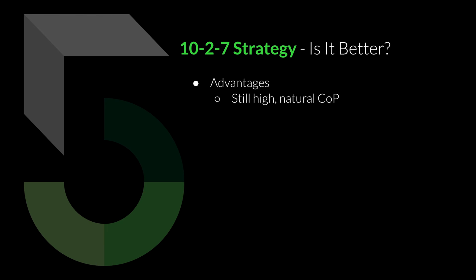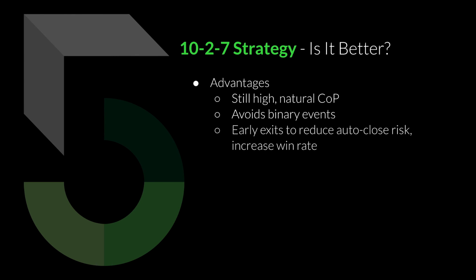But the advantages that I see is that really there's still a high natural chance of profit. Natural meaning if you let it go until expiration. I think the short strikes are wide enough to increase that profit range, but because we're exiting early, I think we can increase it even more. I'm avoiding all the binary events that I mentioned were causing me a lot of grief in the previous iterations. I've outlined what those events were in my last video, and those are the events that I'm going to be avoiding during this testing phase. I'm also exiting early to reduce the auto close risk, and I think that's also going to increase the win rate.